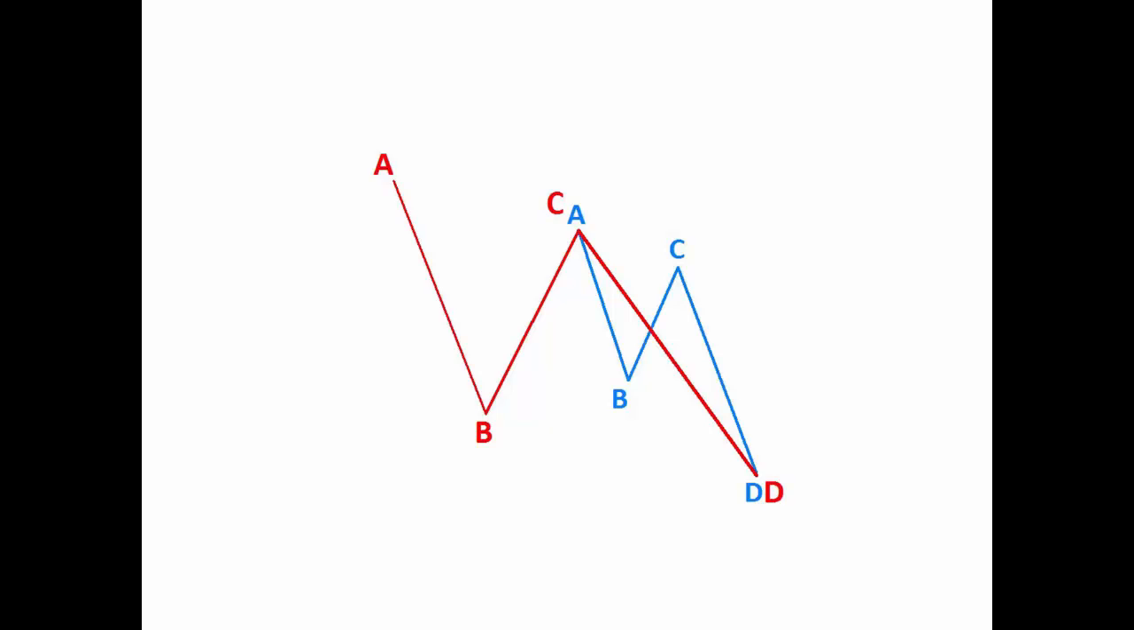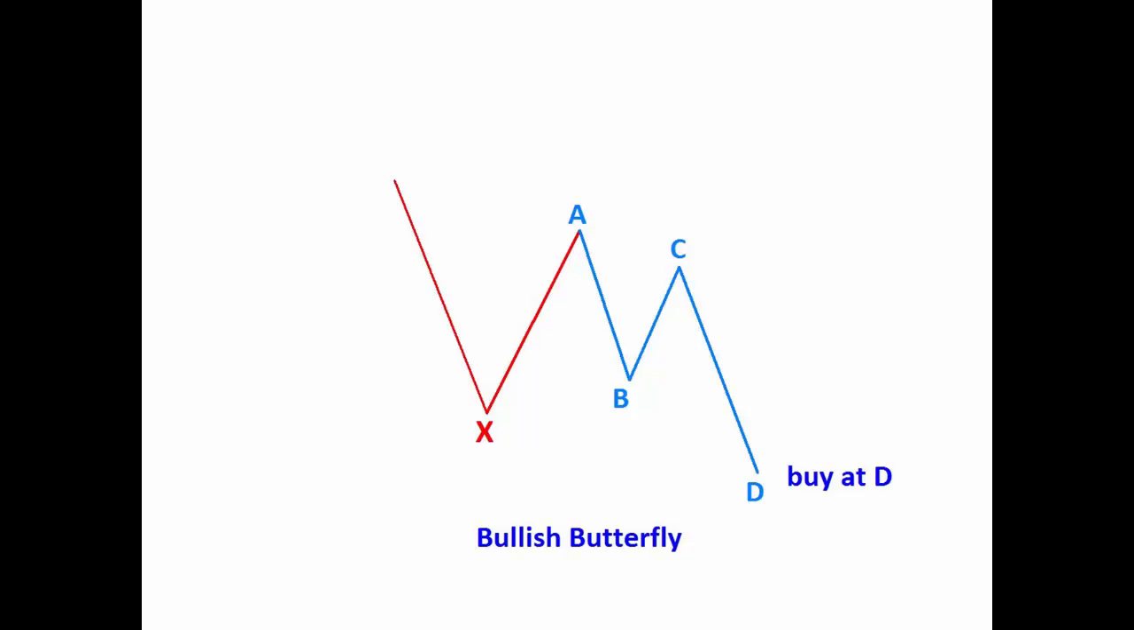Let's look at a bullish example. Here we see the blue measure move nested within the red measure move. In this case, blue point B does not drop lower than red point B. This would be the bullish butterfly with a buy at point D.